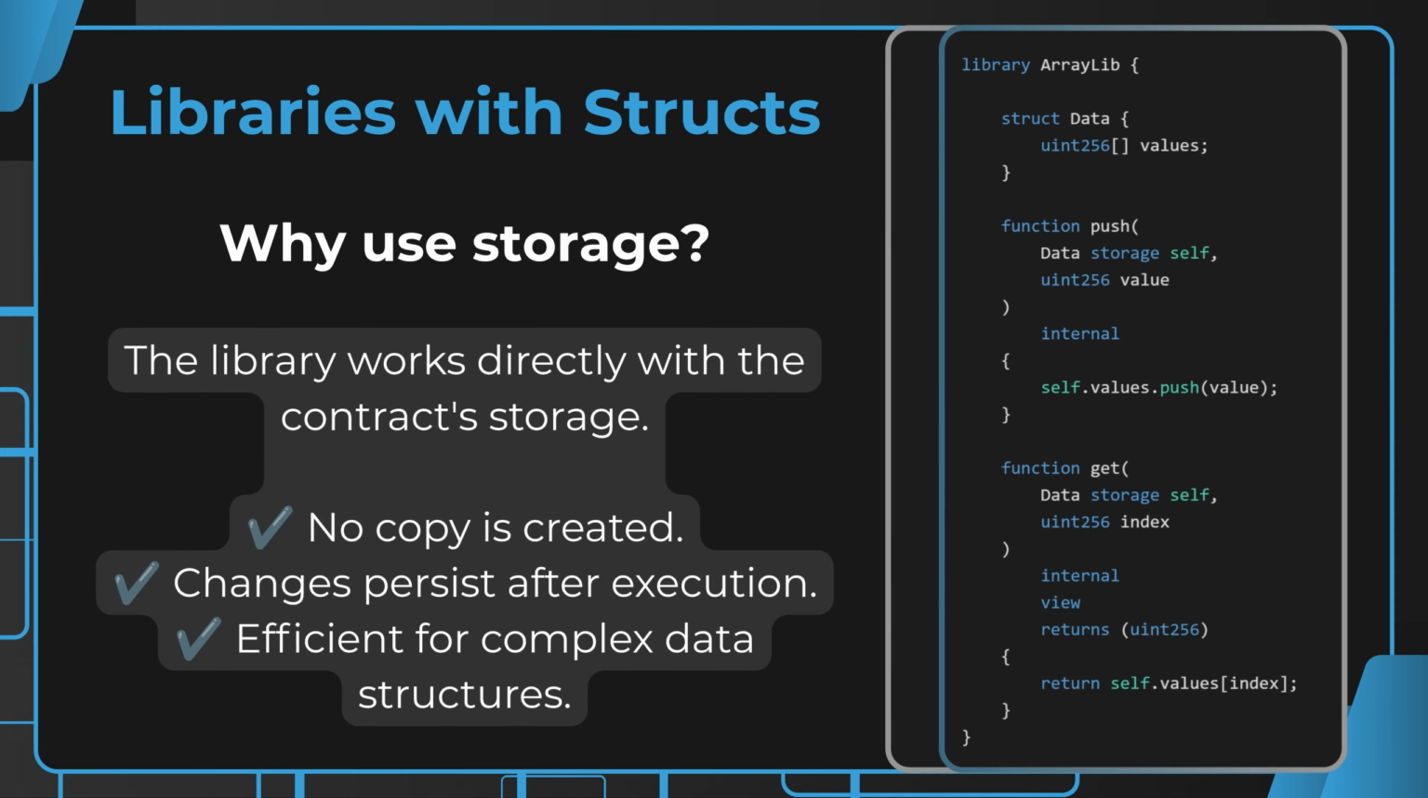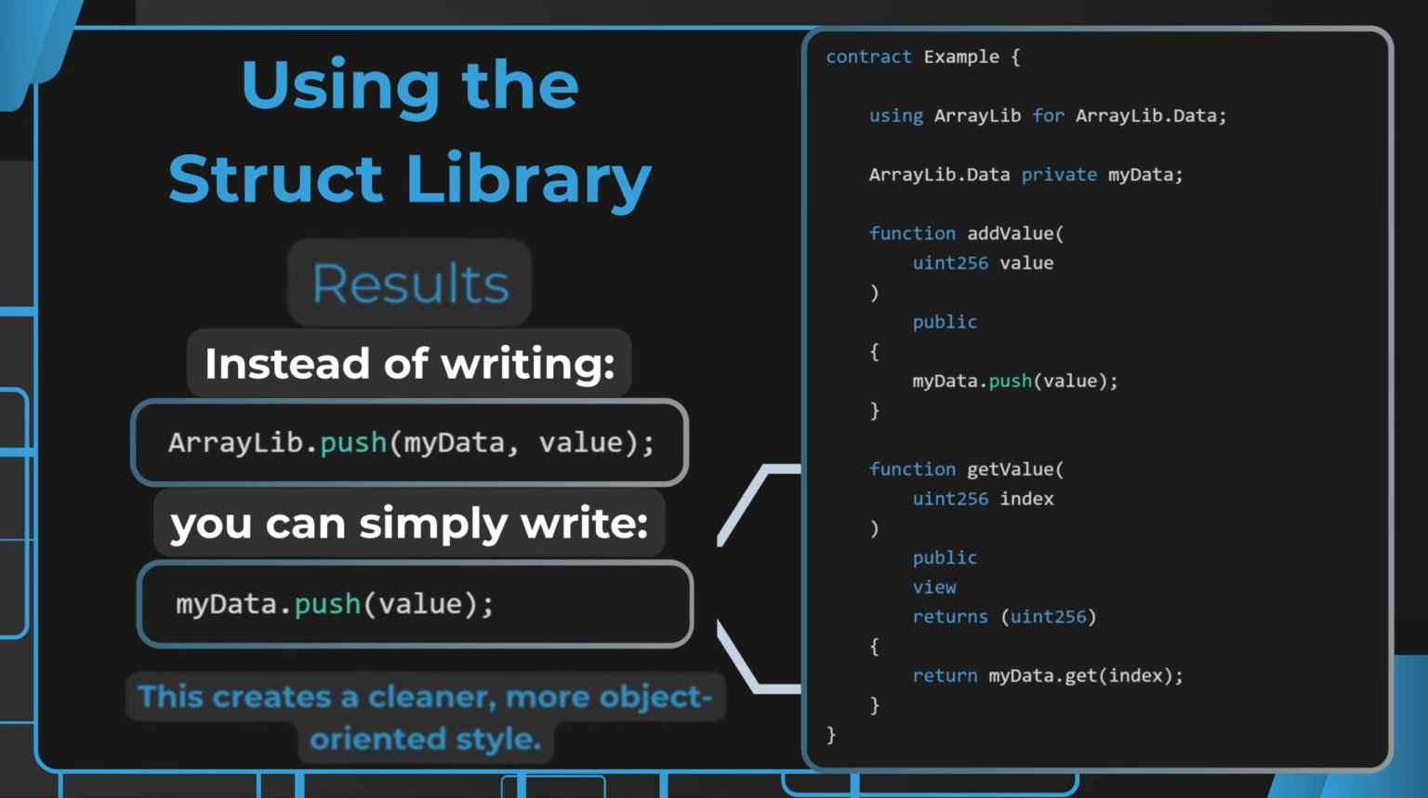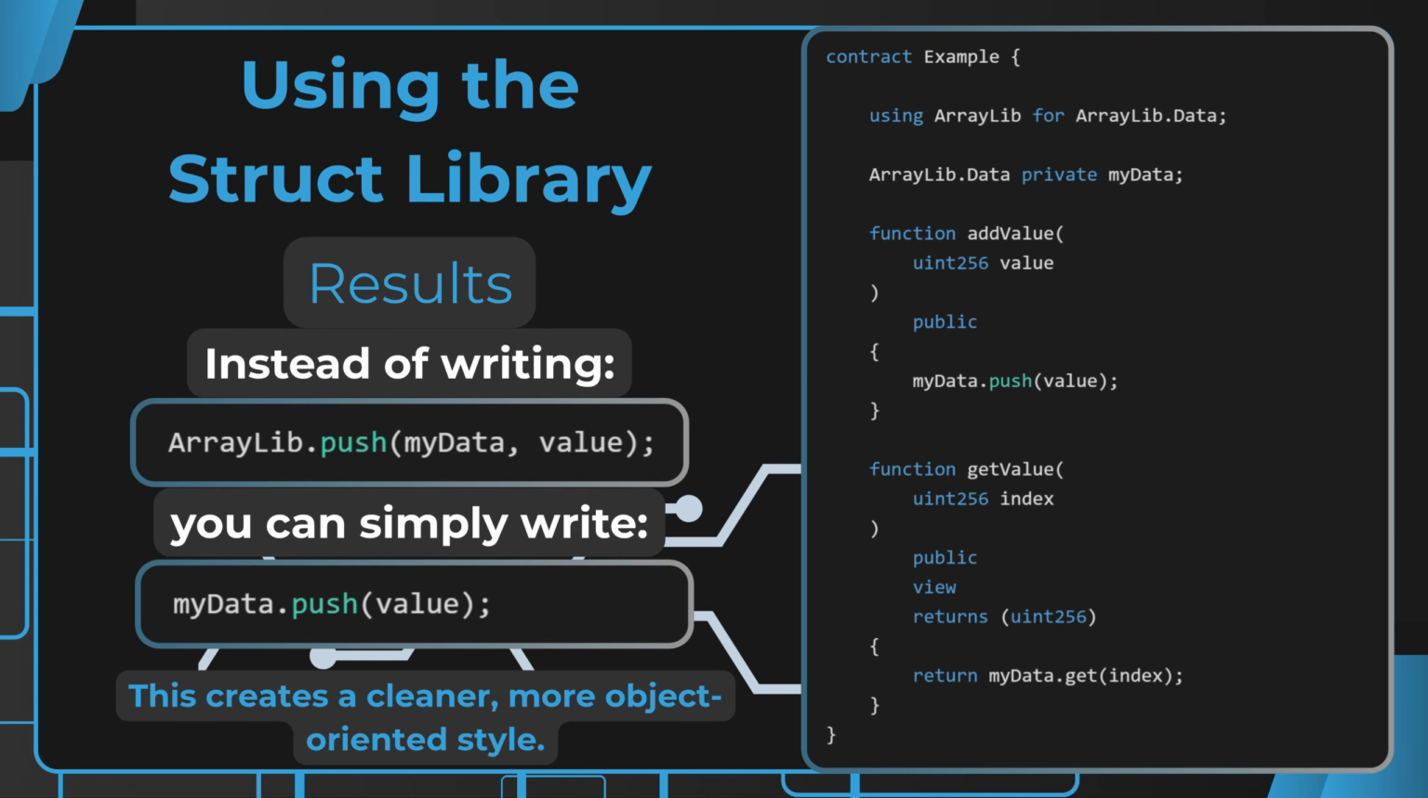One of the most powerful uses of libraries is extending structs. Notice the parameter Data storage self. The library operates directly on the contract storage rather than on a copy of the struct, so any changes made inside the library persist after the function finishes.